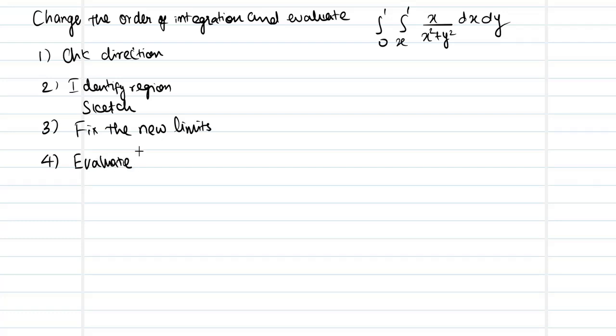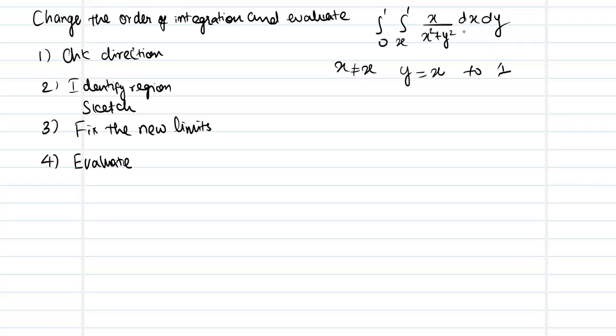Okay, so now we quickly move on to step 1 to check whether the given direction is going to be right or wrong. We have the variable limit first and then followed by the constant limit. Variable limit is from x to 1. X cannot be the limit of x itself because this is going to be absurd. So y has to be taking the limit from x to the upper limit called as 1.